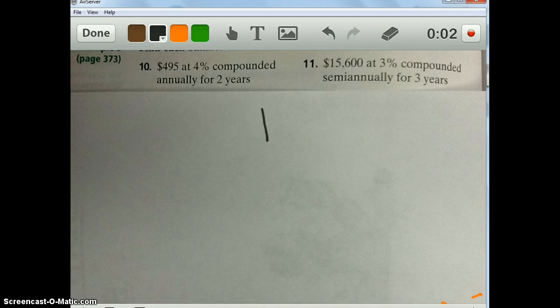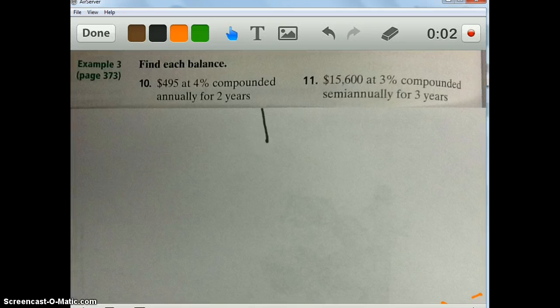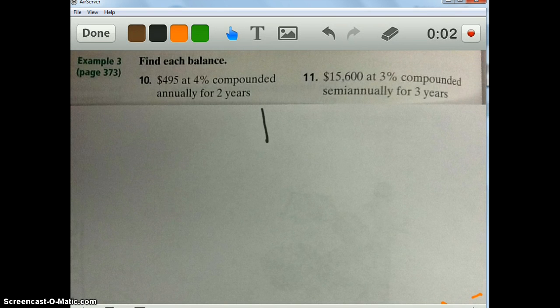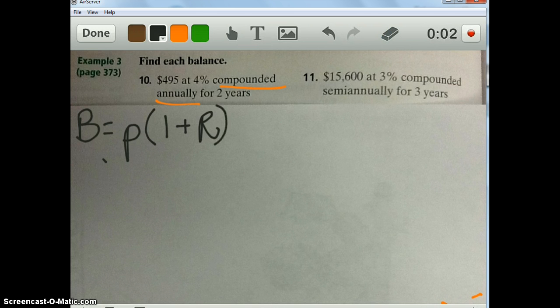This one, if I look at the directions for this one, say find each balance. But the question is a little bit different because here it says compounded annually. So my formula changes for this one. So my basic formula is going to be my whole balance is going to equal my principal times 1 plus whatever my rate is. And towards the end of the day I was writing it as a funky R, and I'll show you why in a second. And then it's going to be to a power of how many times I've done something.